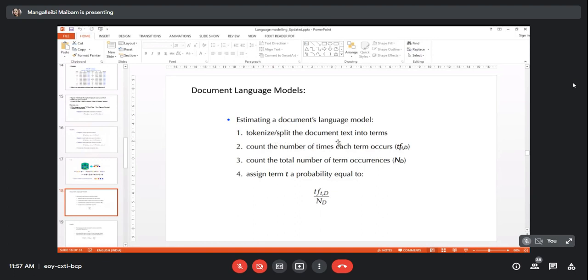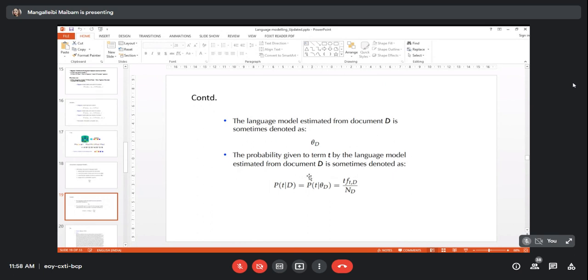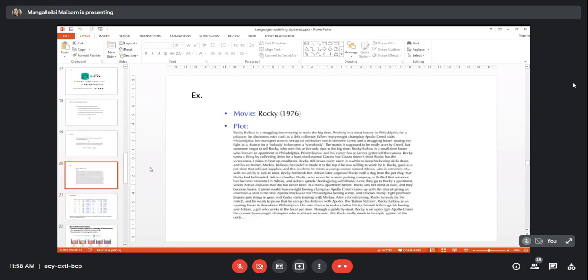We have to split the document text into terms, then count the number of times each term occurs. So we will be finding the term frequency, and the total number of term occurrences in the collection, which is N. Then we will find the probability using this formula. So we will see a direct generic example.